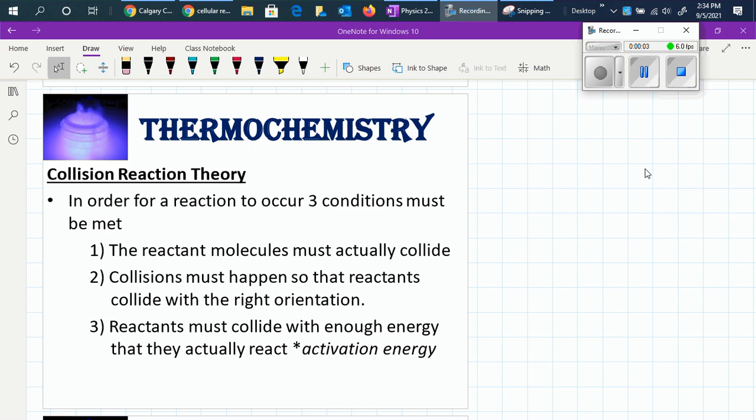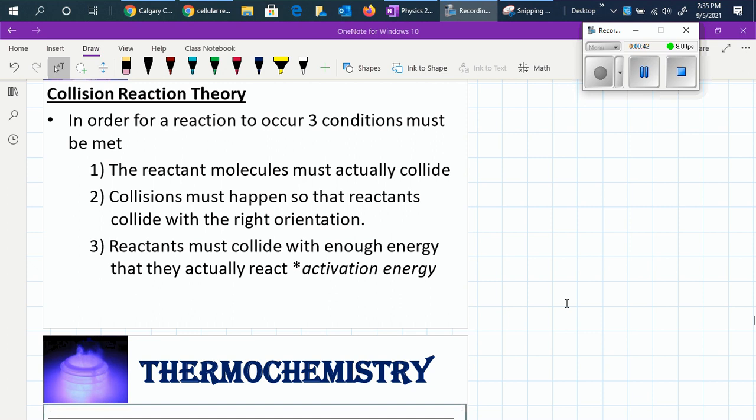Okay, so now we'll start with the last part of thermochemistry, and we'll talk about what is known as the collision reaction theory. In order for a reaction to occur, there are three conditions that must be met. The reactant molecules must collide with each other. The collision must happen so that the reactants collide with the right orientation. And the reactants must collide with enough energy that they actually react. This is known as the activation energy.